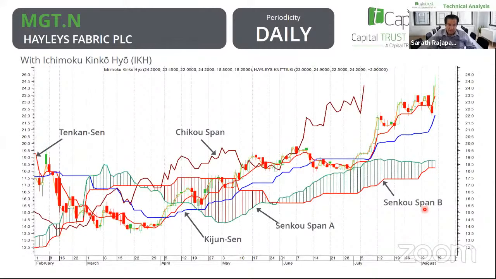Here is Fabric, MGT, which has a clear distance between the candlestick line and the cloud. Span A is above span B, and there is strong support by the Kijun-Sen line. Kijun-Sen is giving a support line indication, and in this one, the Chikou span shows extremely up. So that's a good share to be classified as a buy.